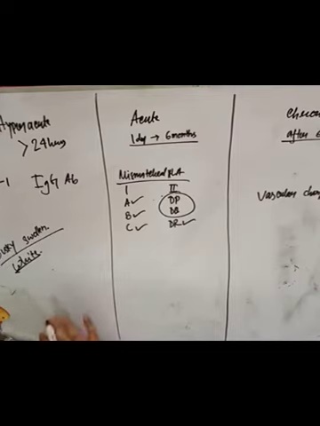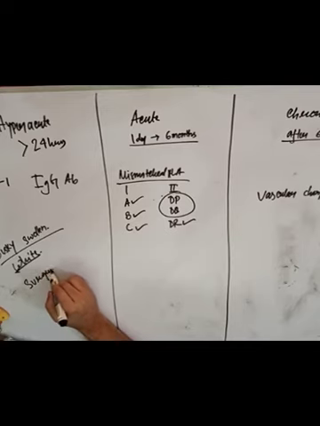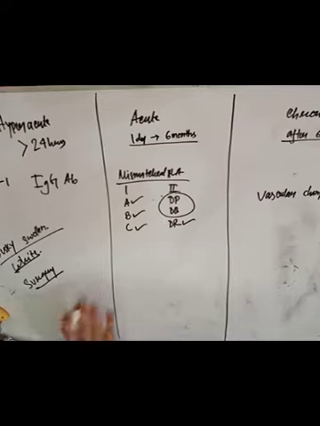The treatment of hyperacute rejection is surgery, because the kidney cannot be salvaged. You have to do another surgery and take another kidney for transplant.